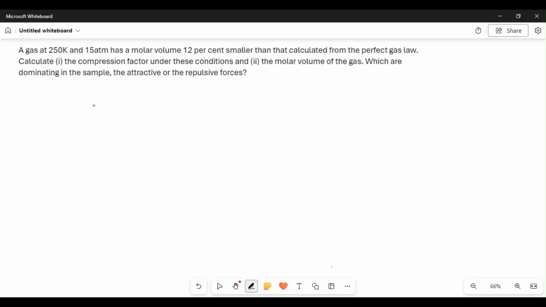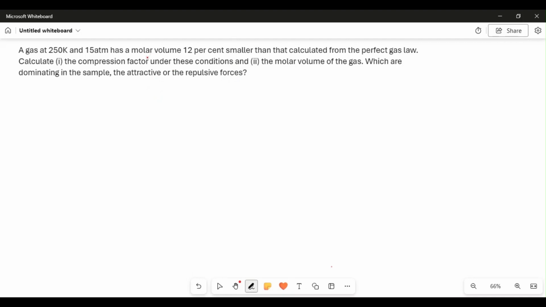Today we're going to be working on a compression and molar volume of a gas question that says: a gas at 250 K and 15 atmosphere has a molar volume 12% smaller than the calculated one from the perfect gas law. Calculate one, the compression factor under these conditions, and two, the molar volume of the gas. Which forces are dominating in the sample, the attractive or the repulsive forces?